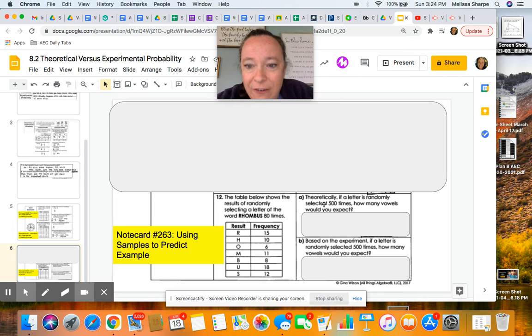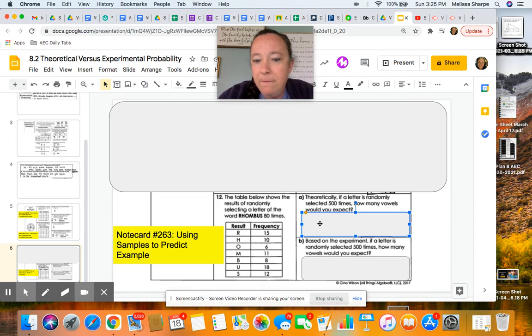So in theory, if a letter is randomly selected 500 times, how many vowels would you expect? Vowels, A-E-I-O-U. So how many vowels are there? There's O and U. I'm sorry, I'm not looking at the experiment. In rhombus, look right here, because we're not looking at the experiment yet. We're doing theoretically. All right, so there's an O and a U. There's only 2 vowels out of 7 letters.